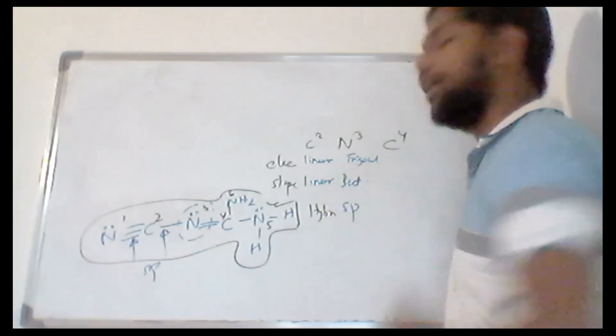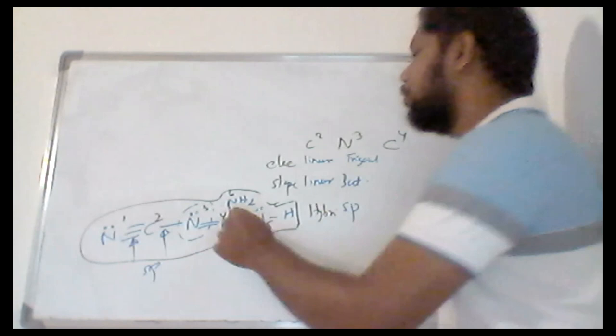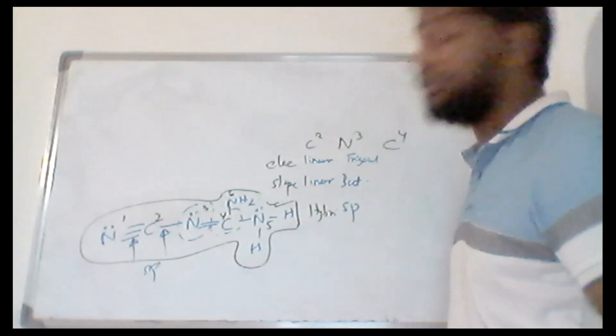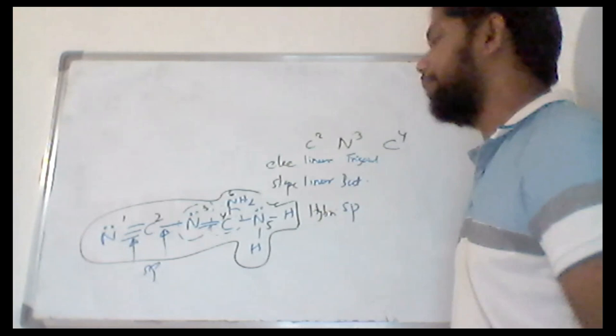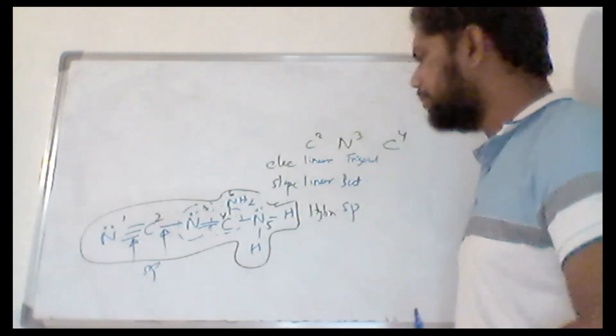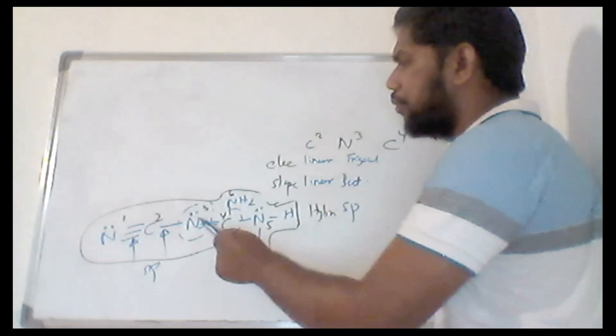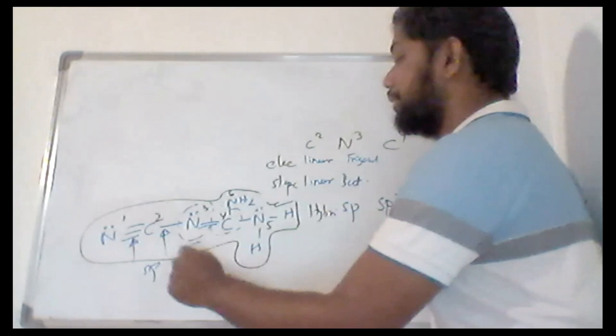And we have carbon number 4. In fact, you have three sigma bonds, and there are no lone electrons, so it is very straightforward. The shape should be trigonal planar, and the electron pair geometry is also trigonal planar. And the hybridization here is 1, 2, 3, so again sp2 for this nitrogen, and for this carbon again it is sp2, so no problem in that.